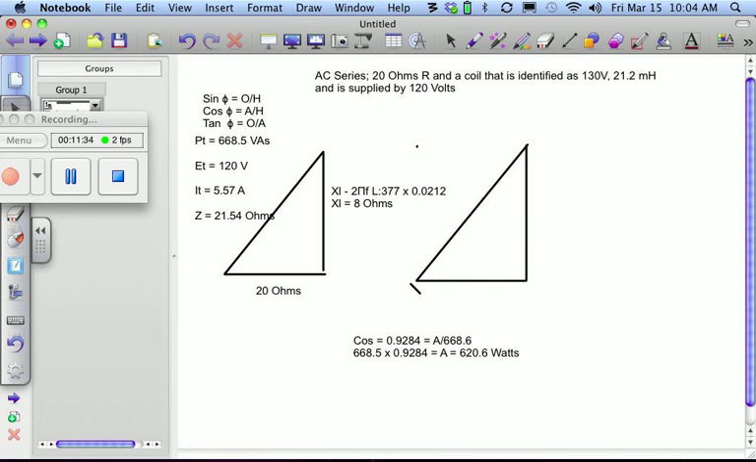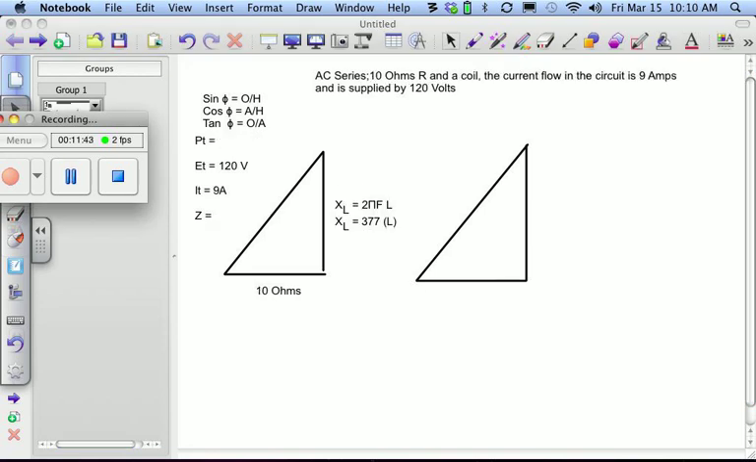Okay. Let's change some of these things on this whiteboard, and let's do our second problem. Okay, so now we have another problem, and we have a 10 ohm resistance and a coil, and the current flow in the circuit is 9 amps and the supplied voltage is 120 volts. So we can plug these things in.